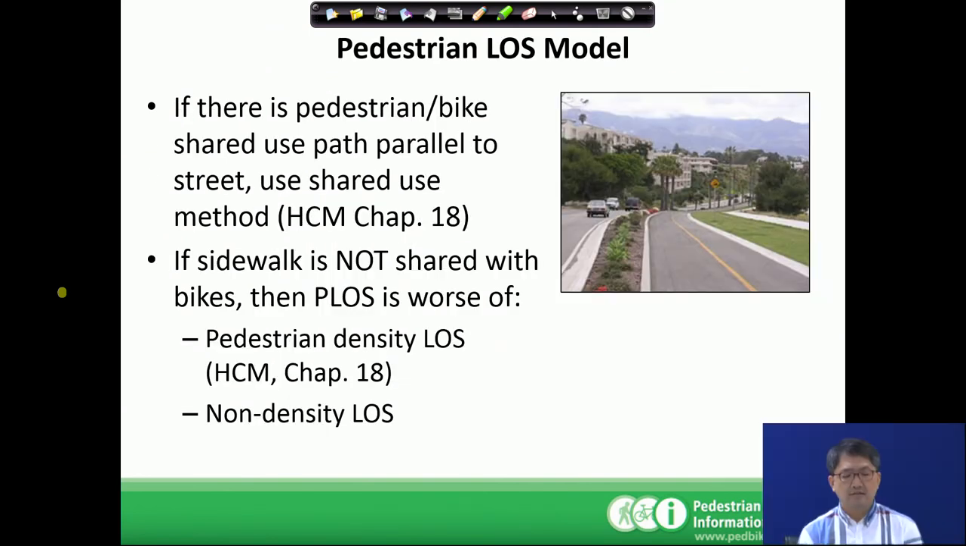The models I'm not going to show here, but the shared path is fairly common, so you can use Chapter 18 for similar equations. And if the sidewalk is not shared with bikes, then the pedestrian level of service is worse. Looking at these two chapters, pedestrian density-based and non-density-based level of service is also available. So it's not only densities.